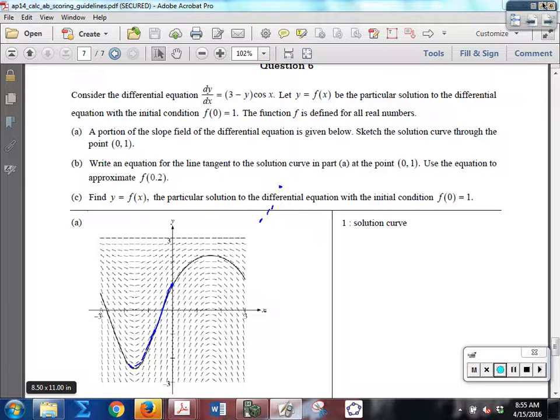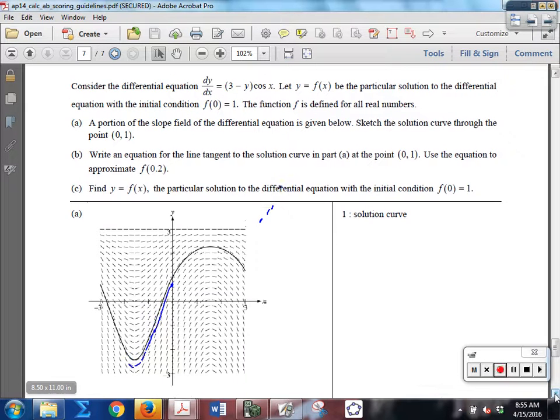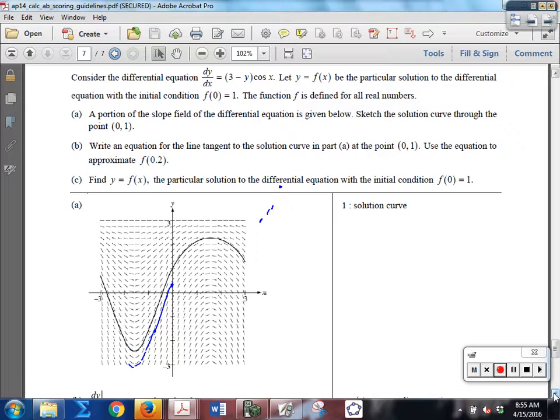B, write the equation of the tangent line at this point. Use the equation to approximate it. So you need a point, here's your point, and you need a slope. How are you going to find your slope? Yeah, right here. This is what your slope is. You're plugging in 0, 1 into your slope. So plugging that in.